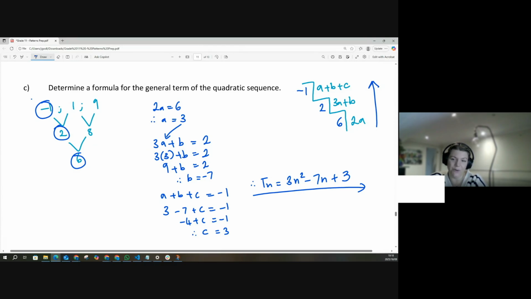Oh, you know what you did, Abu? You made your a 2 instead of 3, in your very last equation, when you were doing a plus b plus c equals -1. Okay, screenshot if you'd like.